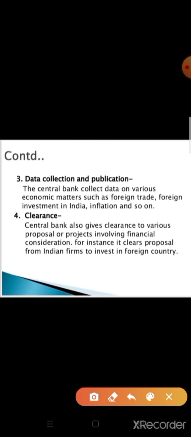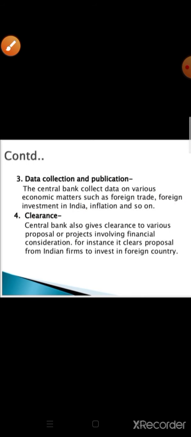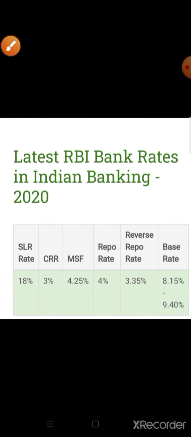Next, data collection and publication. This is also a non-monetary function of RBI. Central bank collects data on various economic matters such as foreign trade, foreign investment in India, inflation, and so on. Next, clearance. Central bank also gives clearance to various proposals or projects involving financial consideration. For example, it clears proposals from Indian firms to invest in a foreign country. This is the function of clearance.